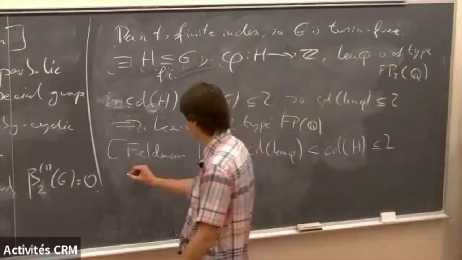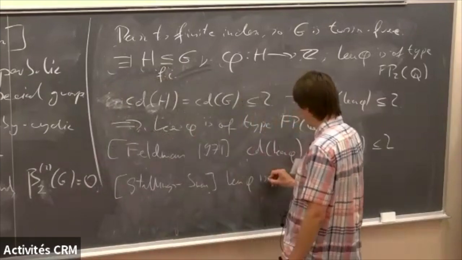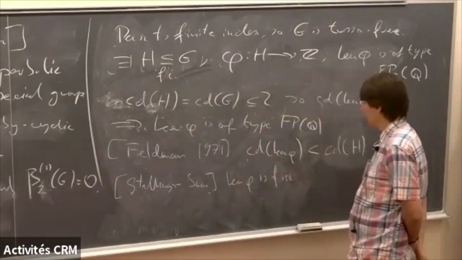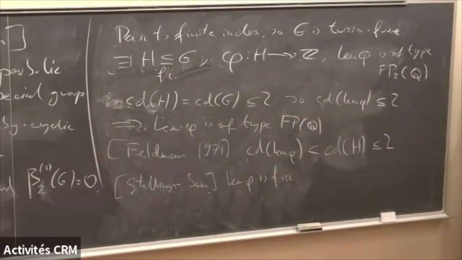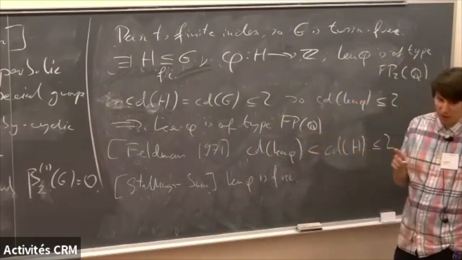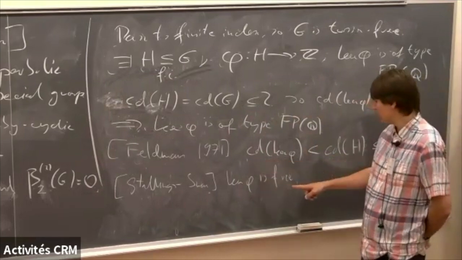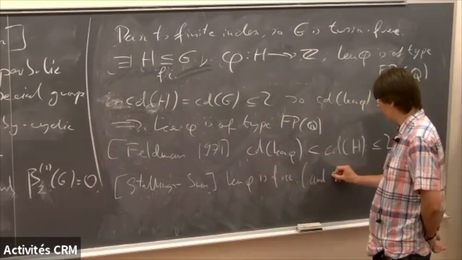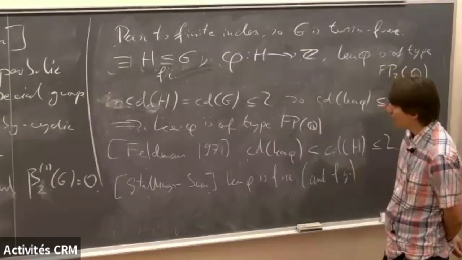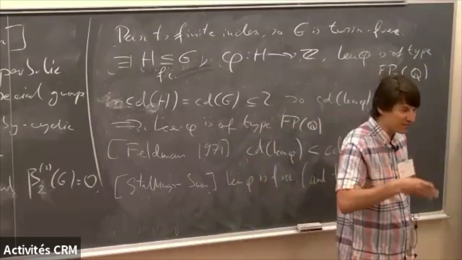Now Swan tells us that the kernel is free. Okay, so this means that H is free-by-cyclic. So that means that G is virtually free-by-cyclic, and we are done with the special case. Now, one thing that has to be said here, that's important. The kernel of phi is of type FP2, in particular it is of type FP1, and I told you FP1 means finitely generated. So this kernel is not just free, it's free and finitely generated.